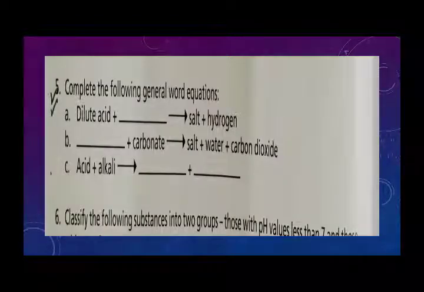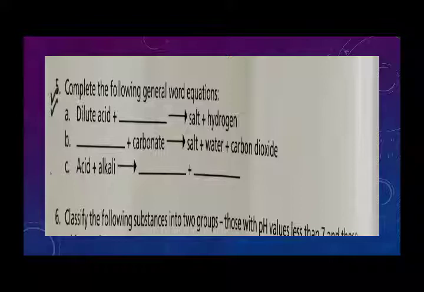Here is another very easy question in front of us, that is question number 5 of your review questions. In this you are going to complete these general word equations simply. In this equation they are saying that when dilute acid reacts with what, salt and hydrogen are formed?